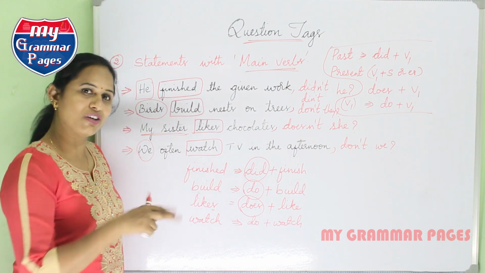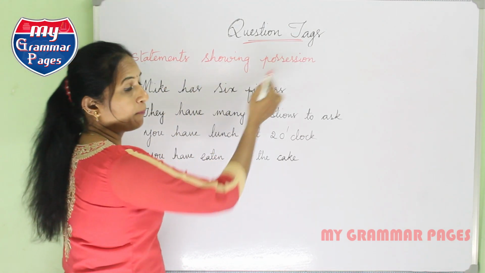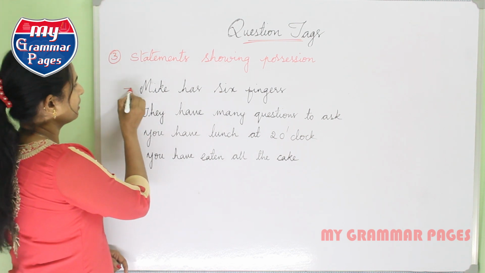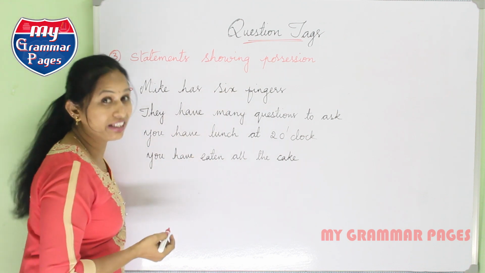Let's move forward to the third type. Here are the statements showing possession. Let me tell you with the help of examples. The first example is Mike has 6 fingers.